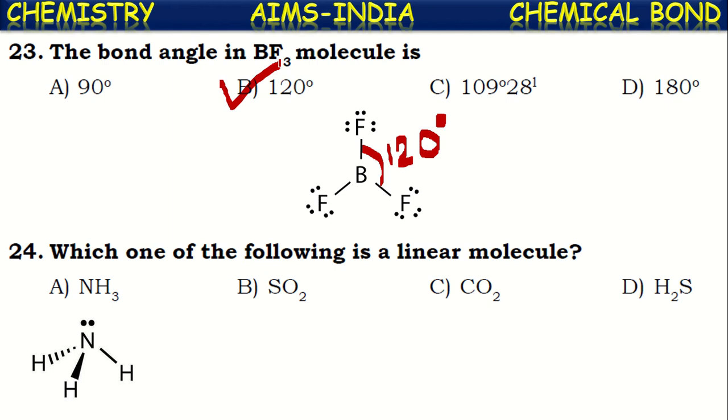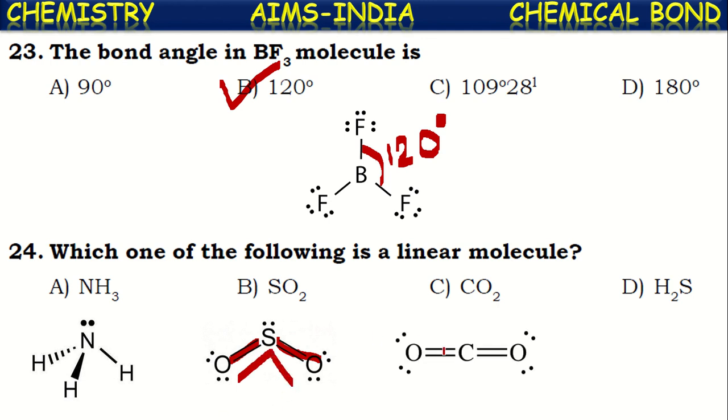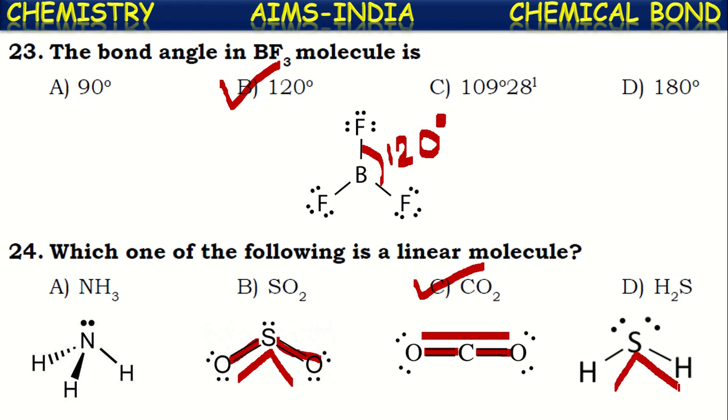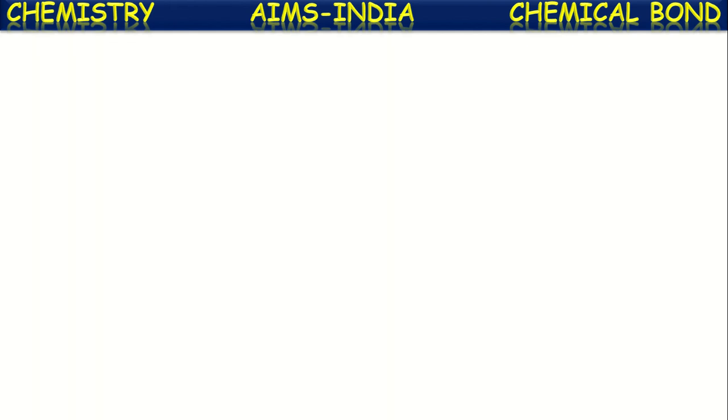And if you see sulfur dioxide molecule, in that there are two bond pairs and one lone pair. So the shape will be bent. What about carbon dioxide molecule? It has two bond pairs, no lone pairs on the central atom, and hence the shape will be linear. So this is the correct answer. What about H2S? In that, the central atom sulfur has two bond pairs, two lone pairs. So the shape will be bent or angular. Only one molecule with linear shape among these is carbon dioxide. Okay. Next one.